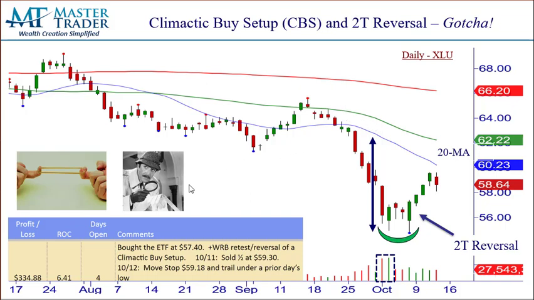Now this is XLU, the utilities ETF. This is what we call a climactic buy setup. We have many fluid bars down, lower lows, lower highs, relatively equal opens and closes. And we're looking for a short-term capitulation. They get far from the 20-period moving average, and we're looking like Inspector Clouseau right here, of when this rubber band of being too extended is ready to snap back for a counter-trend trade as a high probability swing trade on a daily chart.